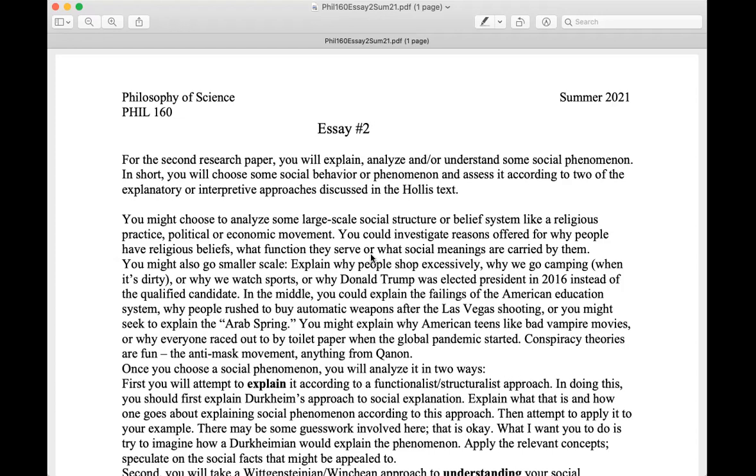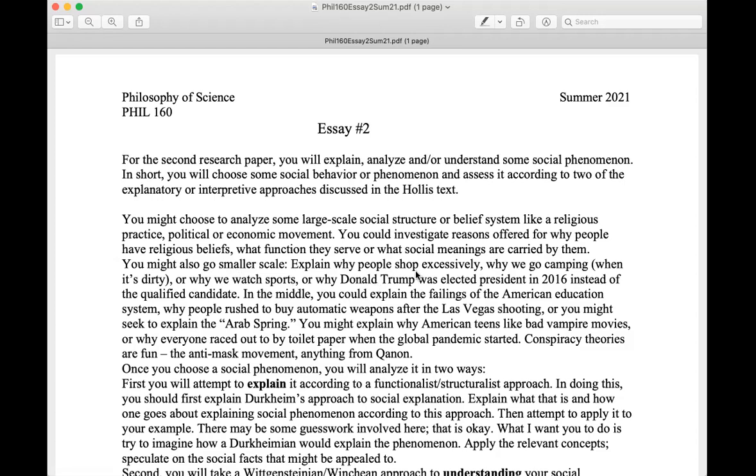So again, I have examples here on the handout. You might choose to analyze some large scale social structure or belief like a religious practice or a political or economic movement. Certainly, we covered a couple of examples like that in talking about social explanations and understandings in chapters 5 and 7 in our book. There are certainly features of capitalism, our democracy, when it succeeds and or nearly fails. And certainly a lot of examples from religious practices and beliefs are common in the social sciences. So there's those.